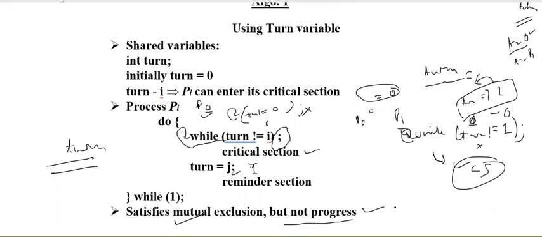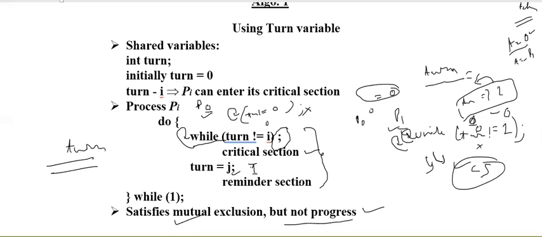Now why is it not satisfying progress? Let's see. Progress says that if one process is not in its critical section, then it cannot halt any other process from entering into the critical section. But here, at the start, suppose the turn value is 0 and P1 arrived. Since the turn value is 0, P1 cannot enter into the critical section. But P0 is never interested in entering into the critical section. Now what will happen?